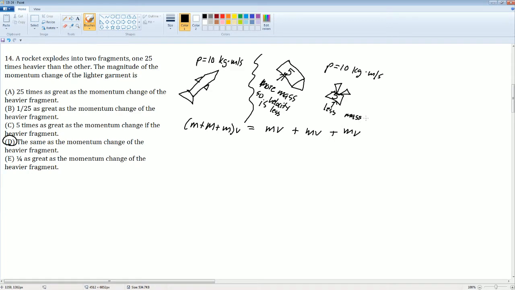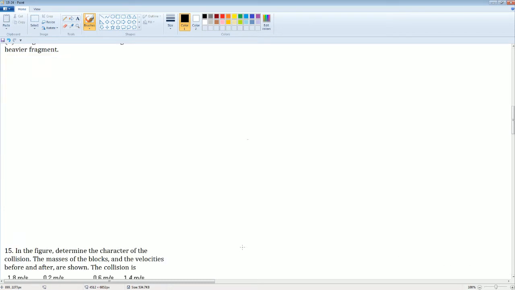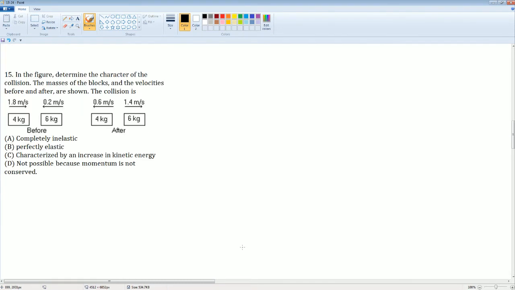It's going to be the same momentum, so its velocity is just greater. Okay, but the momentum change of it is going to be the same. All right, 15. So what happens during this collision?